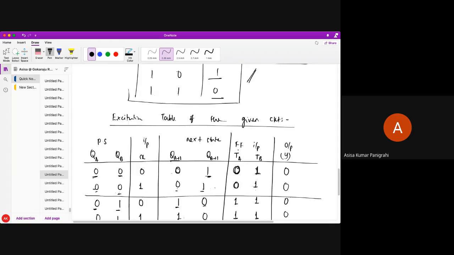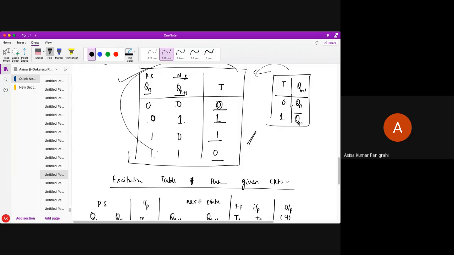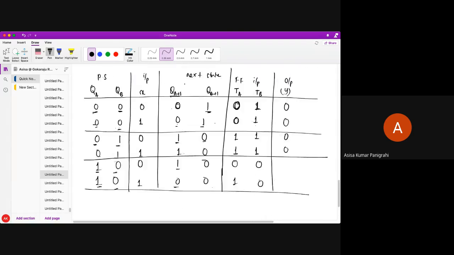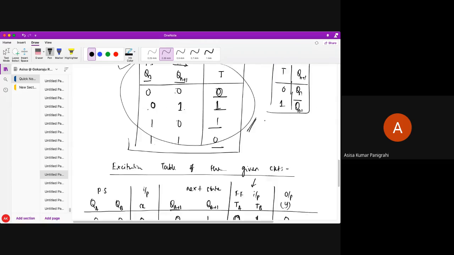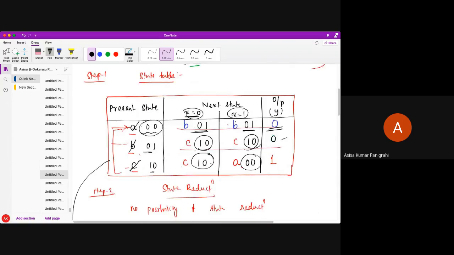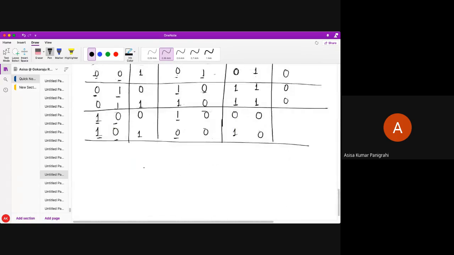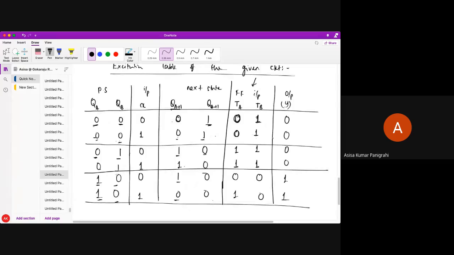So from where am I getting this? From the excitation table of the T flip-flop, I am just obtaining these flip-flop inputs. Okay. Now what is my output? For input 0 and input 1, my output is 1. For present state C, my output is 1. So I am writing here 1, 1. Okay. Do you all understand or any doubt on this excitation table?